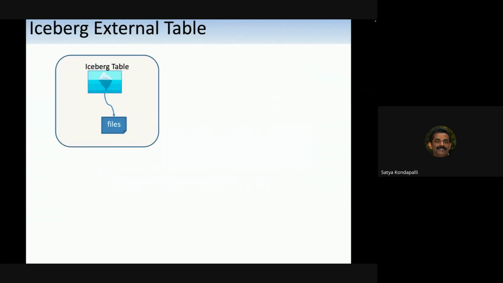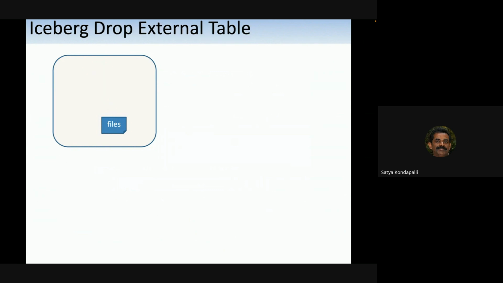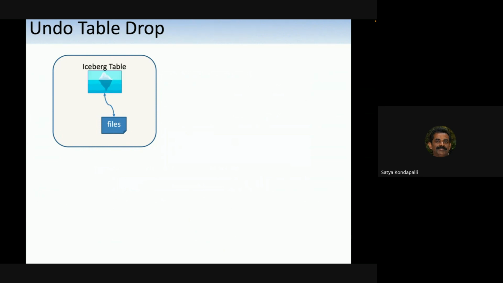Okay. So let's say an external table. You have an Iceberg table. When you create it, it has its own files. When you drop an external table, only the metadata of the table is gone, but your files still exist on the disk, either in HDFS or Ozone or S3, whichever system you are using. When you do undo, we restore your Iceberg table metadata based on the most recent metadata JSON. And that's what we will use to undo your table.